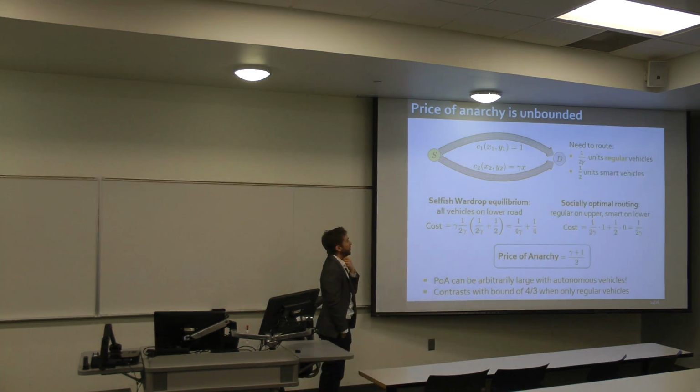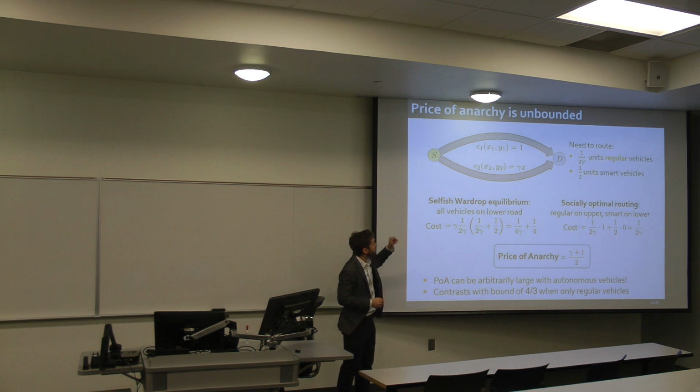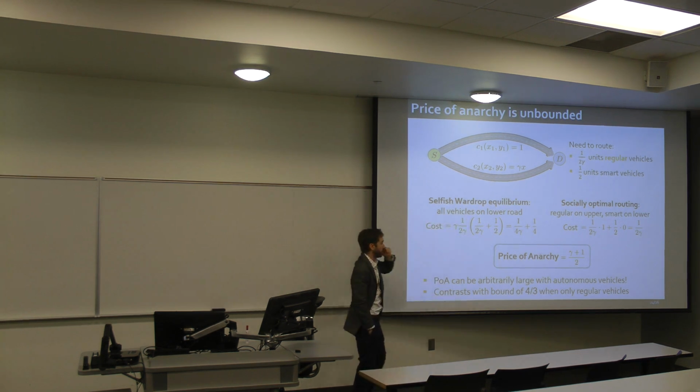So gamma, we're going to assume, is greater than 2 in this particular example. So there's sort of more smart vehicles than there are regular vehicles, but they can choose top or bottom, right? And the cost of the bottom route is just a function of the number of regular vehicles that are taking that route. However, the cost is experienced by everybody, right? So even though the smart vehicle flow, or the autonomous vehicle flow, doesn't contribute to the cost on that bottom route, if they take that bottom route, they will experience the cost gamma times x, right?